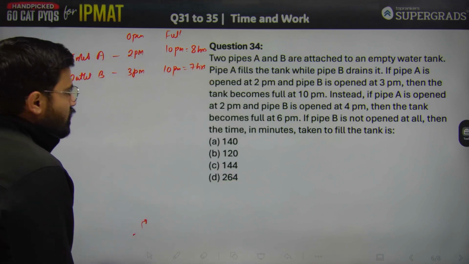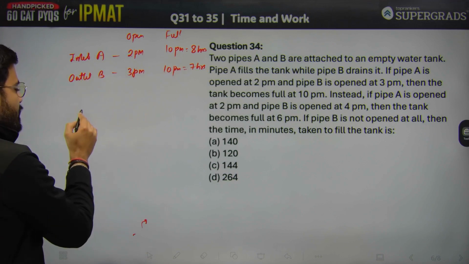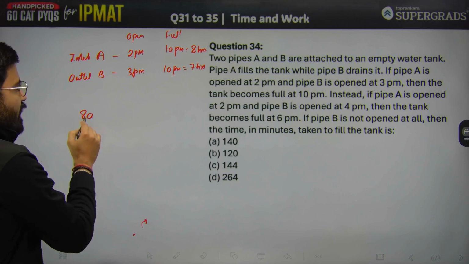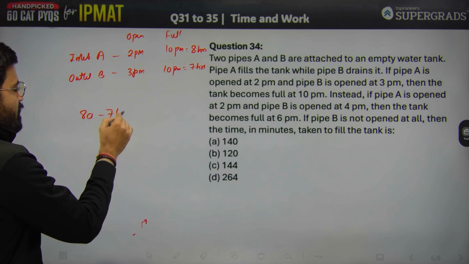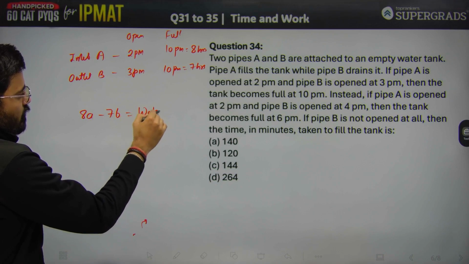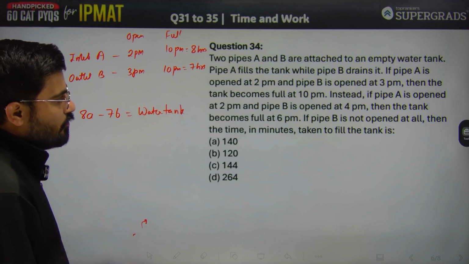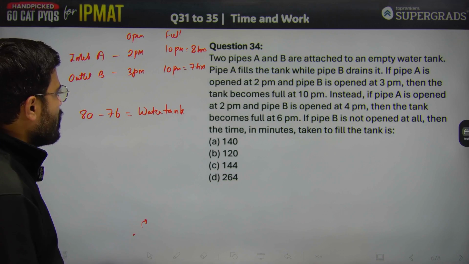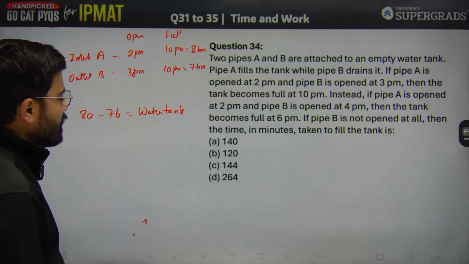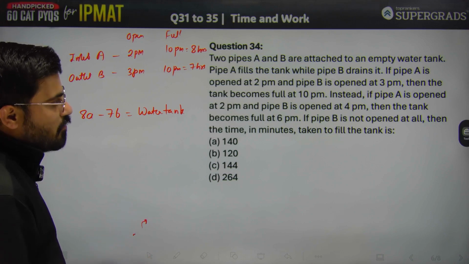So how can we write, suppose A has a capacity of A. So 8A minus 7B is equal to the capacity of water tank. Because it fills it. Got it? 8 hours तक A units आया, 7 hours तक B units गया और ये टैंक भर गया.